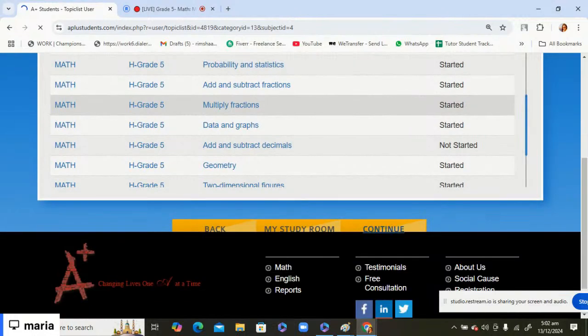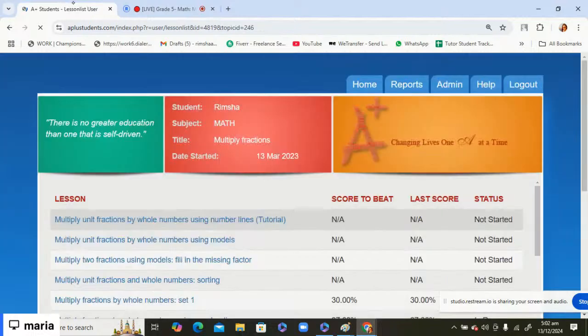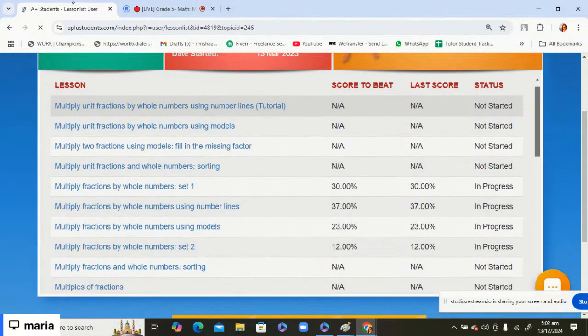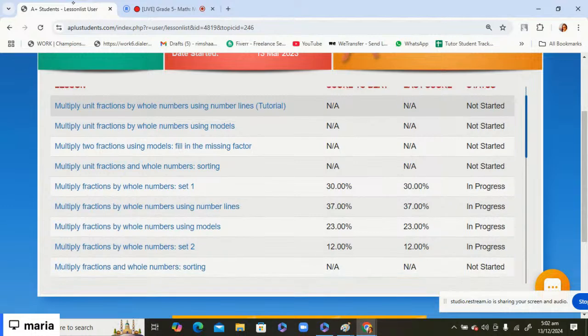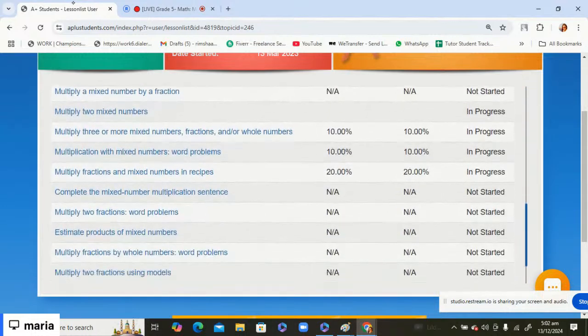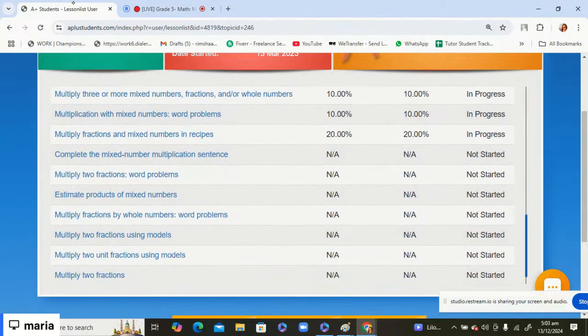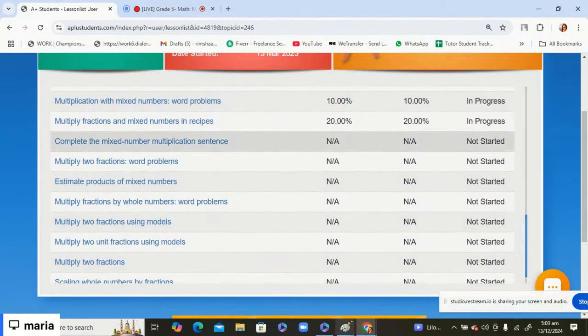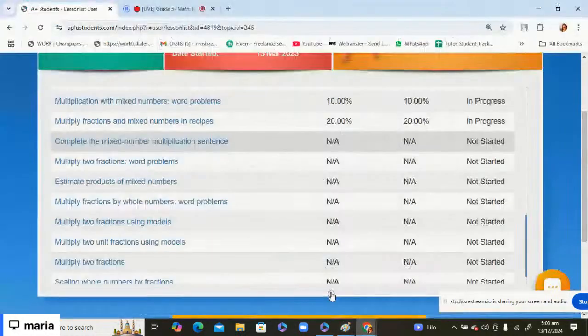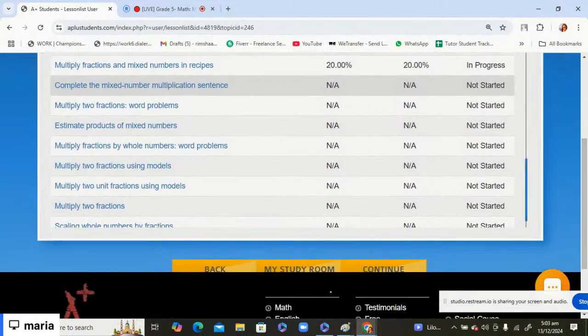Let's continue this. The lesson which we covered today is complete the mixed numbers multiplication sentences. That's the lesson.